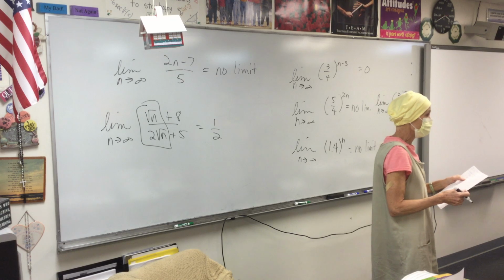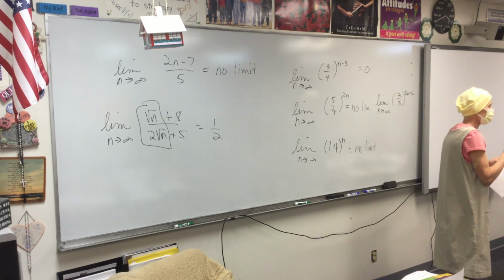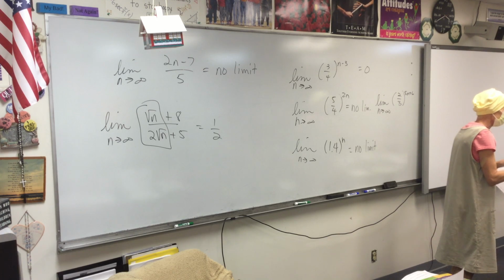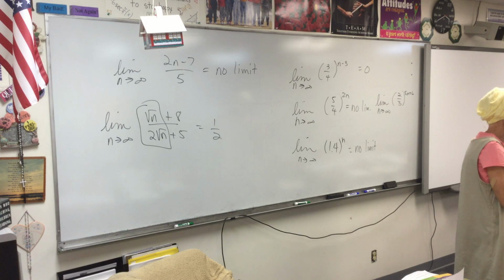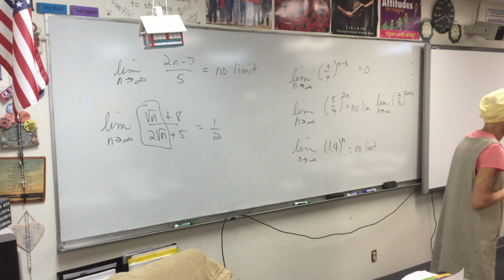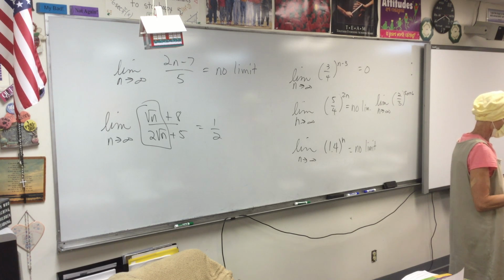All right, what about B? 0. Now, I know that there's a negative in there. That doesn't change anything. All it means is you'd be flipping back and forth between positive and negative, but every term would be getting smaller. It would be heading toward 0.